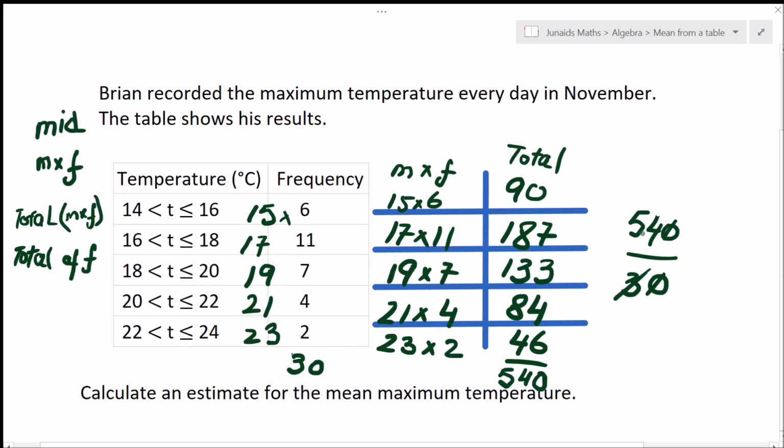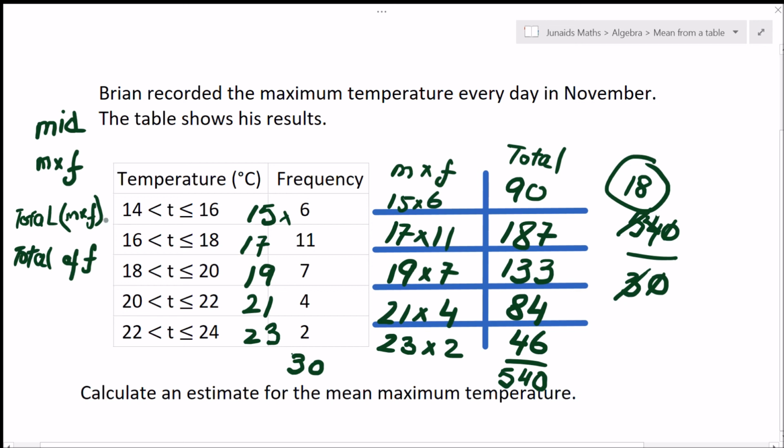Now 0 cancels with 0. How many times does 3 go into 5? That's 1 with a remainder of 2, making it 24. How many times does 3 go into 24? That's 8 times. So 18. Our answer is 18.